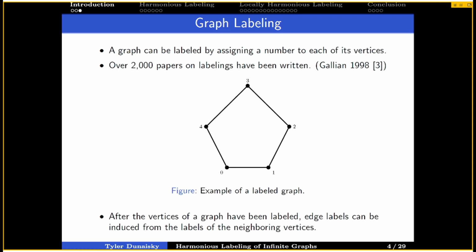neighboring vertex labels. So you have 0 plus 1 is 1. Then 1 plus 2 is 3. 2 plus 3 is 5. 3 plus 4 is 7. And 4 plus 0 is 4. So notice that we have the vertex labels 0 through 4 on this graph. It would be really nice if we had the edge labels 0 through 4 as well. And this is where we get harmonious labeling.